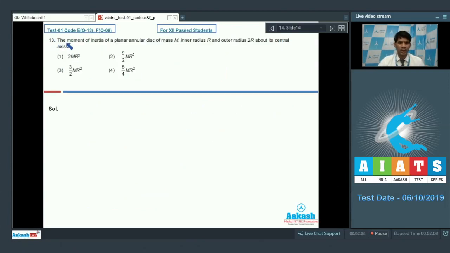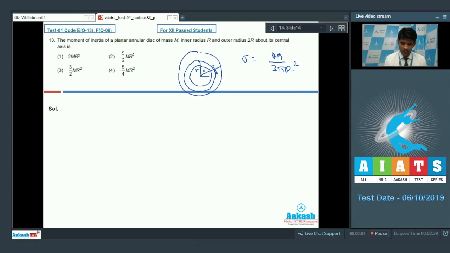In question number 13, the moment of inertia of a planar annular disk of mass m, inner radius r and outer radius 2r about its central axis is. The question here: this is the circular annular disk, inner radius being r, outer radius is 2r, total mass being m, so surface mass density will be m divided by 3 pi r square. Now we shall take a small circular portion of width dr at a distance r. So mass of this much of the circular disk would be 2 pi r dr. This is the area, sigma is the density, so this is the mass here.